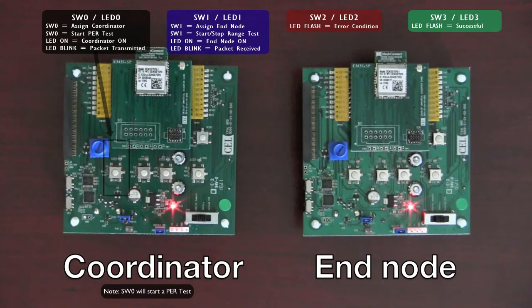100 packets are now being transmitted by the coordinator and being received by the end node. The LED lights on the coordinator and end node will continue to blink as packets are being transmitted and received. If all 100 packets have been received successfully, LED 3 on the coordinator board will briefly illuminate. If there is an error condition, LED 2 will illuminate.